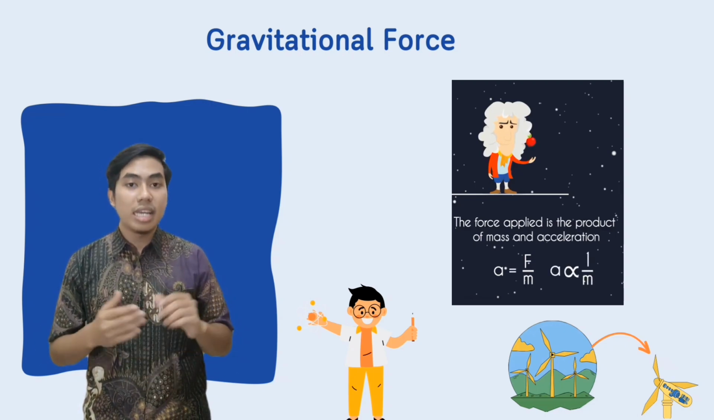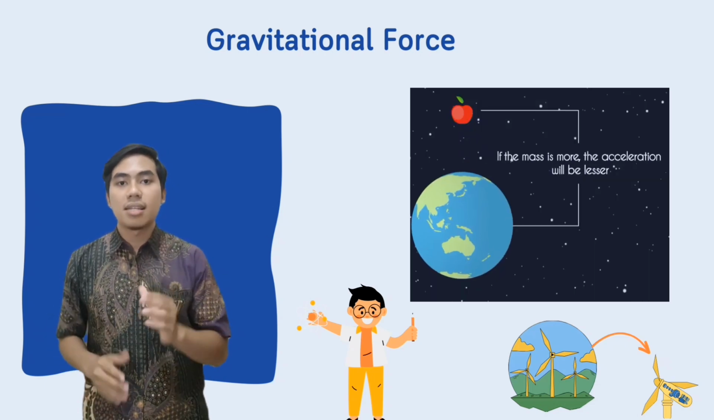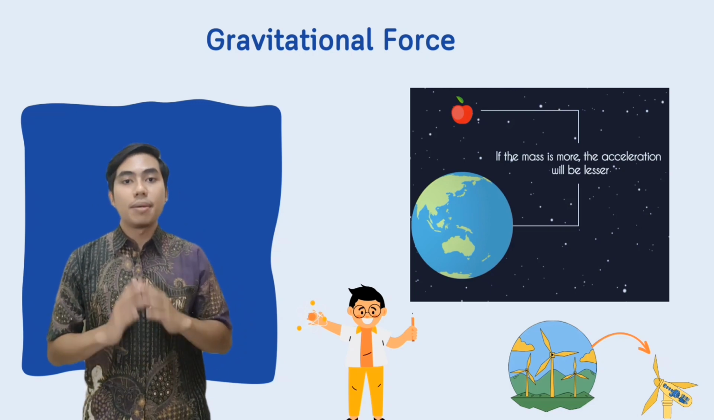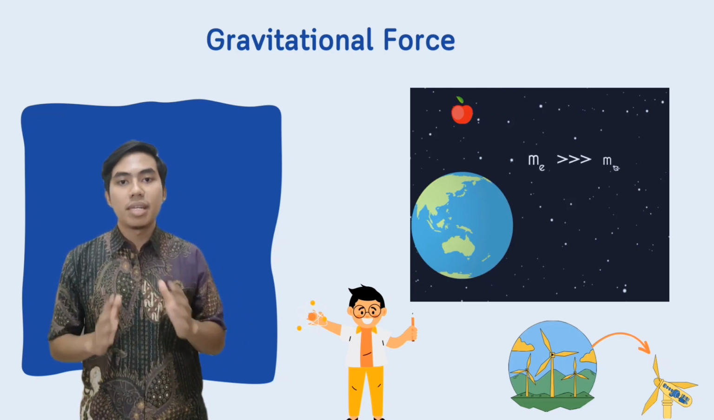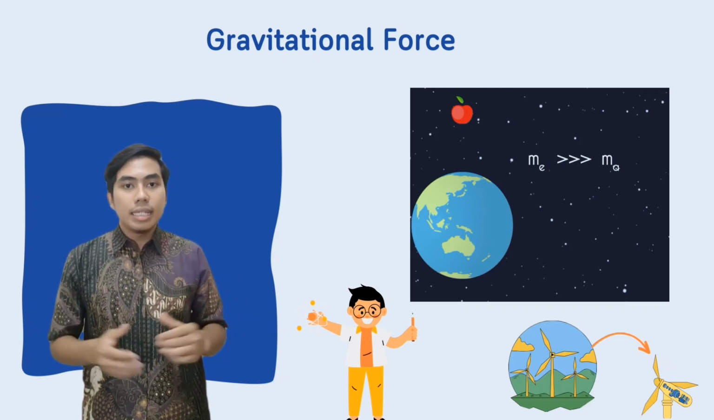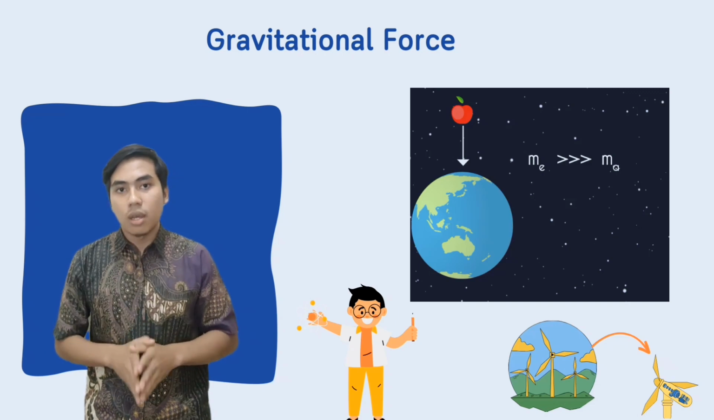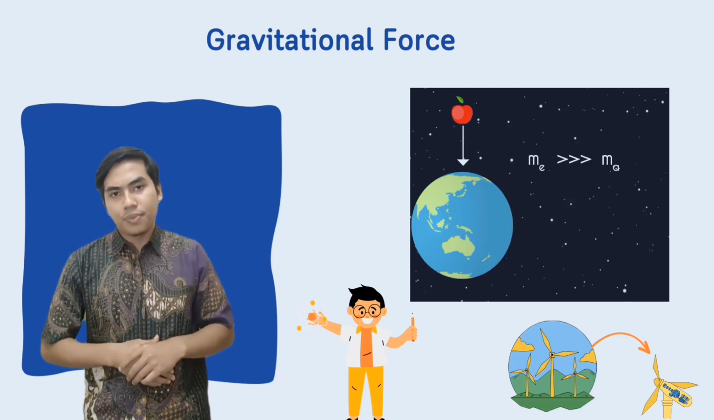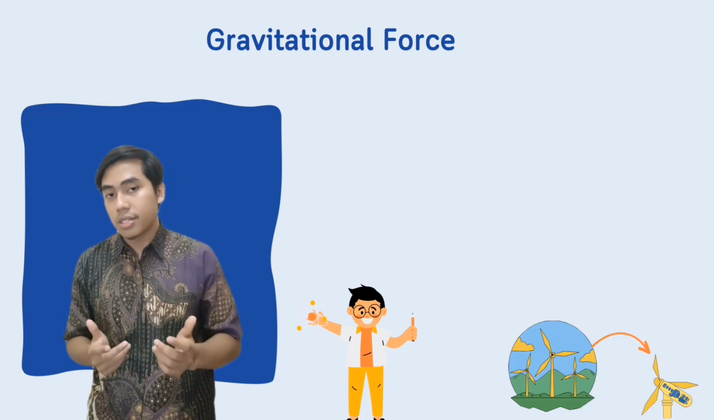The acceleration is inversely proportional to the mass. If the mass is more, the acceleration will be lesser, and the mass of the earth is much more than the mass of the apple. It is the apple that accelerates towards the earth and not the other way around. Hope that makes it clear. Now, the question is, how do we quantify this force?